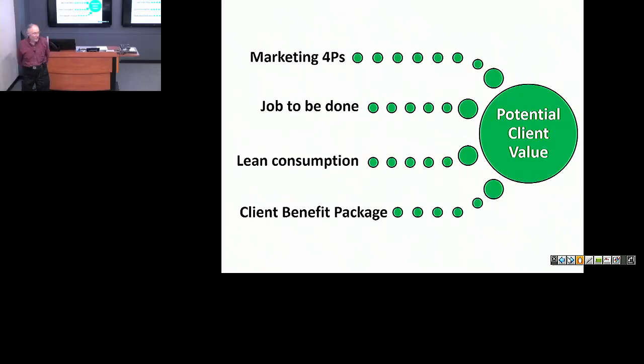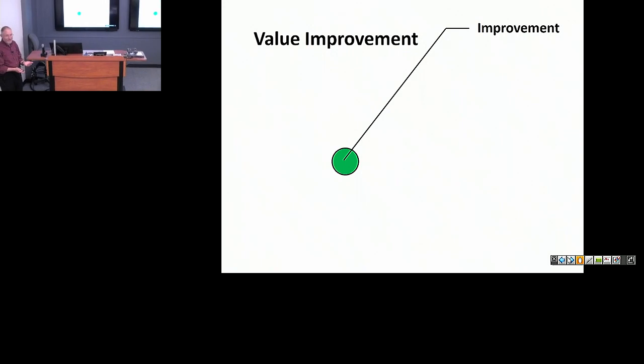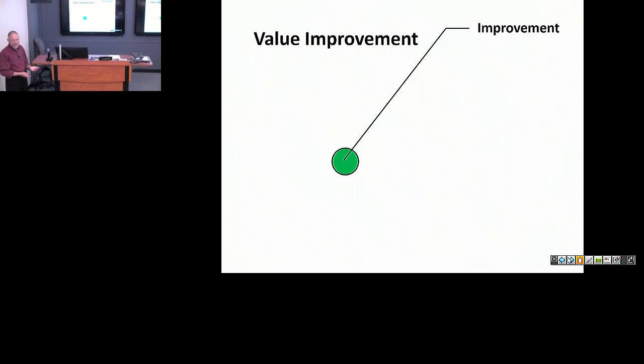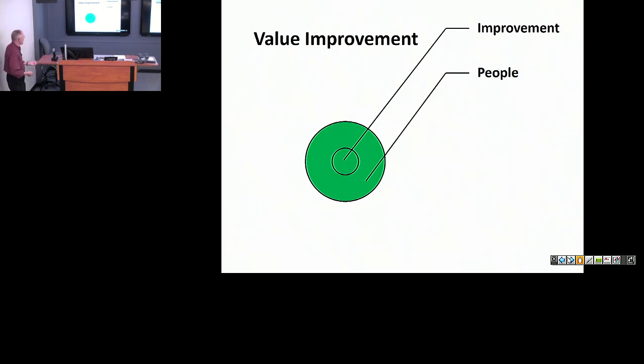So, this is all review. So, value improvement. There were some circles that came out from that. We're trying to improve things. Anybody remember what the next circle was? People. Improvements are brought about by the people who discover and validate those improvements.